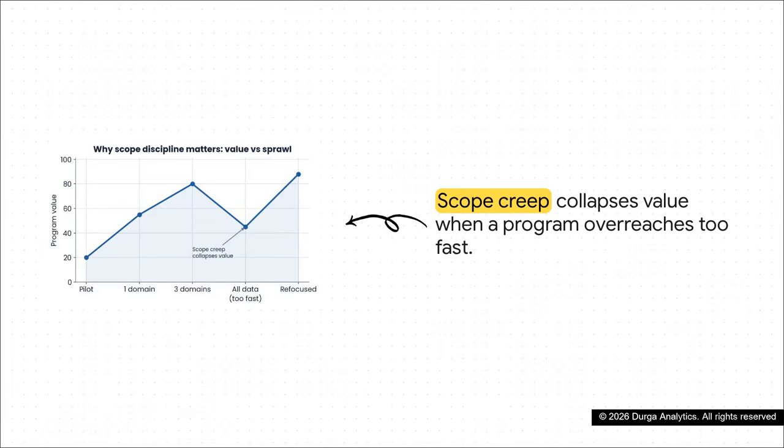Imagine tracking your program's value on a chart. When you start with a pilot and move to one single domain, value rises steadily. But the moment you say yes to governing all enterprise data at once, boom! The team gets spread too thin, quality completely drops, and the program's value collapses dramatically. Sponsor confidence gets destroyed. You absolutely must treat scope discipline as a value protector, growing only in deliberate, measurable increments.